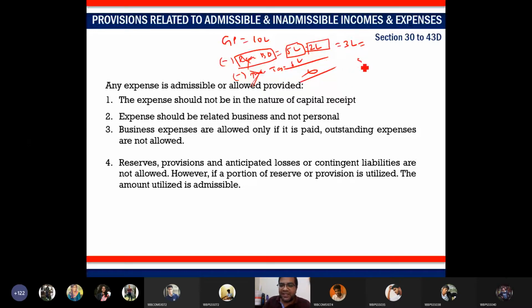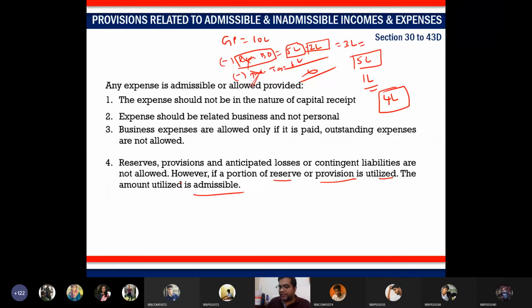Similarly, let's say I have created a provision to pay tax for the next 5 years. How much provision have I created? 5 lakhs. But what is the actual tax paid in the current year? Let's assume it's 1 lakh. So that means the remaining 4 lakh will become an inadmissible expense. That's the reason this sentence says, however, if a portion of reserve or provision is utilized, the amount utilized is admissible. So what remains unutilized continues to remain an inadmissible expense.